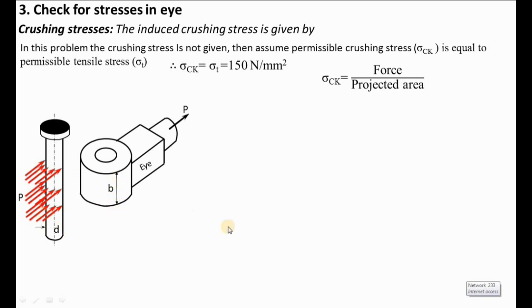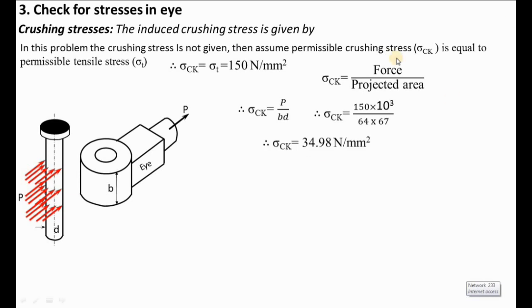So b into d is the projected area. So sigma ck is equal to p divided by bd. Okay, so let us calculate sigma ck. As per the empirical relation, we have calculated the thickness of eye b and the diameter of pin d. Okay, put the values of p, b, d.